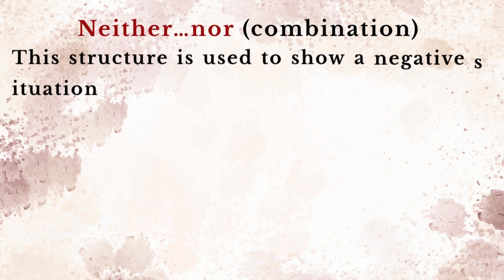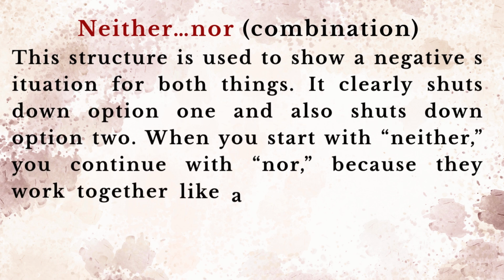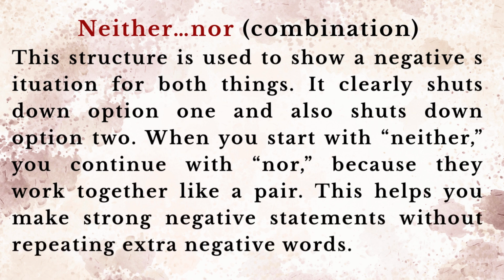Let's move to the next part, that is the neither and nor combination. This structure is used to show a negative situation for both things. It clearly shuts down option one and also shuts down option two. When you start with neither, you continue with nor because they work together like a pair. This helps you make strong negative statements without repeating extra negative words.